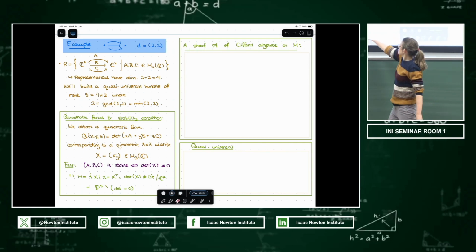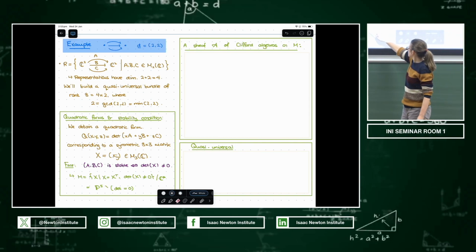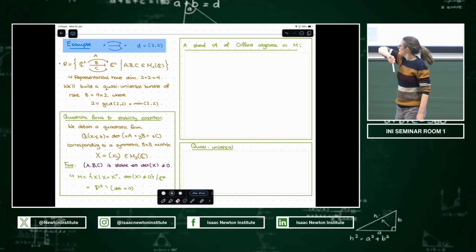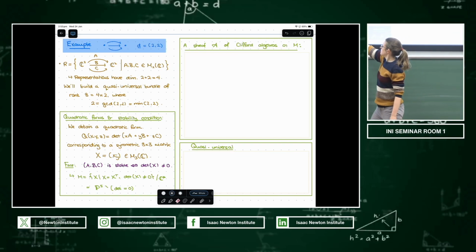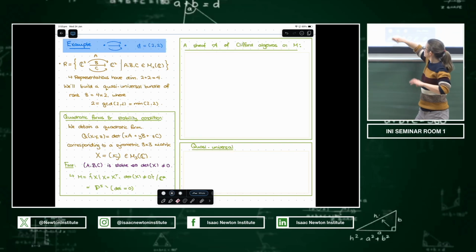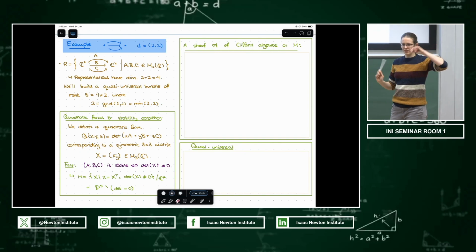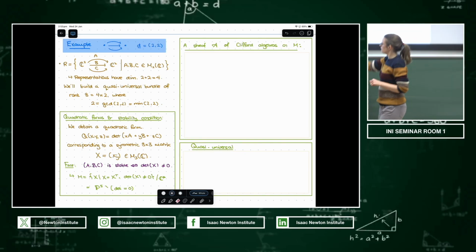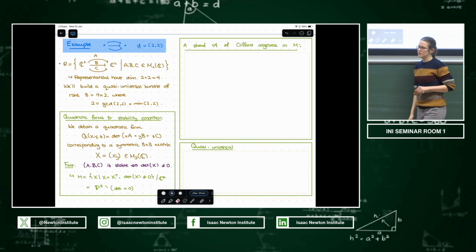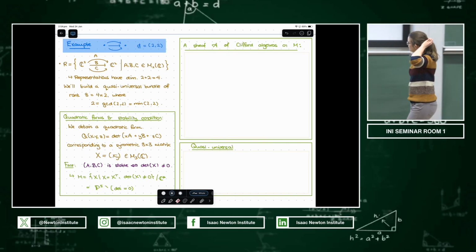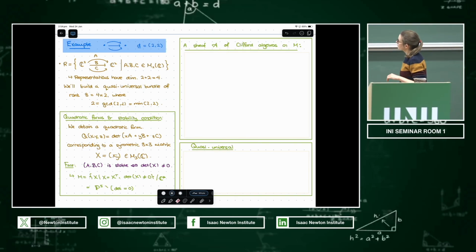And so I have a description of M as the set of all symmetric 3x3 matrices with non-zero determinant, up to scalars. And so this lives in P5, right? Because my 3x3 symmetric matrix has 6 terms, but I'm allowed to scale them. I have something in P5, and I throw away this zero locus. So that's our description of M in this case.